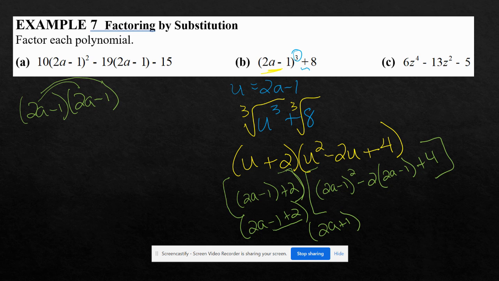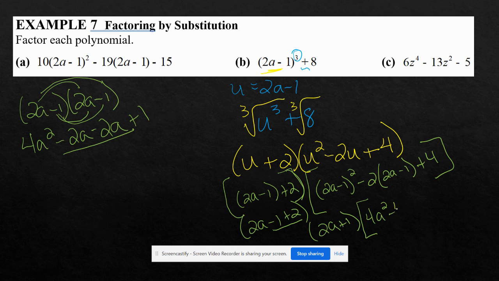FOIL, distribute, Punnett square method, however it is that you love to multiply. 2a times 2a is 4a squared. 2a times negative 1 is negative 2a. Negative 1 times 2a is negative 2a. And negative 1 times negative 1 is positive 1. These are my like terms. And so I would have 4a squared minus 4a plus 1.